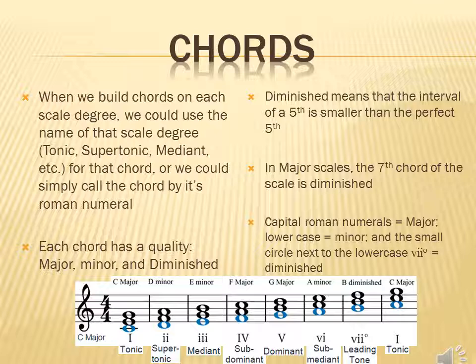the mediant, or the 3 chord, E minor, the subdominant, or the 4 chord, F major, the dominant, or the 5 chord, G major, the submediant, or the 6 chord, A minor, and the leading tone, or the 7 chord, B diminished, and then we're back to the tonic, or the 1 chord, C major.